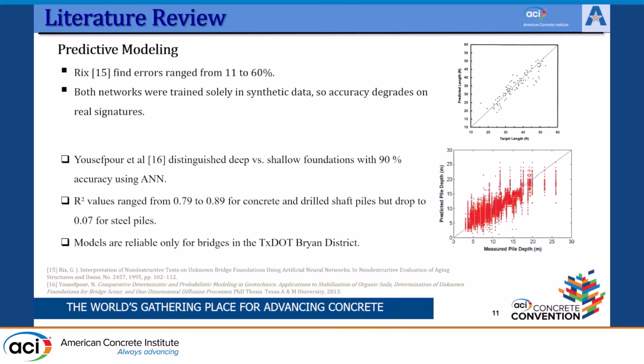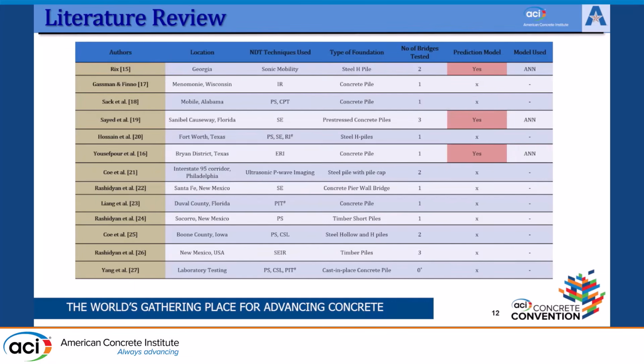So that's the problem. And if you see our summation here in the table, most of the researchers try to work with different types of NDTs and different types of foundations, but the problem is you can see that the number of tested bridges is very small. It's maybe 1, 2, or 3, and the use of predictive modeling is also very lacking here. That is our main research gap, and most of them use only ANN models.